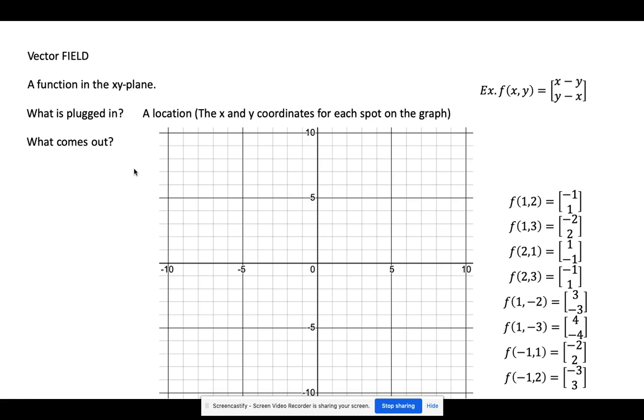So what comes out then? What comes out is a vector. We put in numbers, and what comes out is an arrow. We're going to plug some numbers into some equations, and we're going to get an answer, and each of our answers is an arrow. Let me write that right there. A vector is just an arrow.